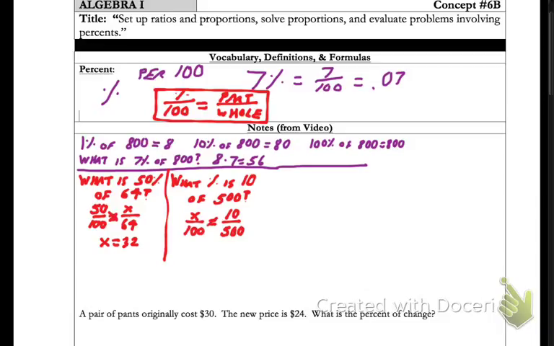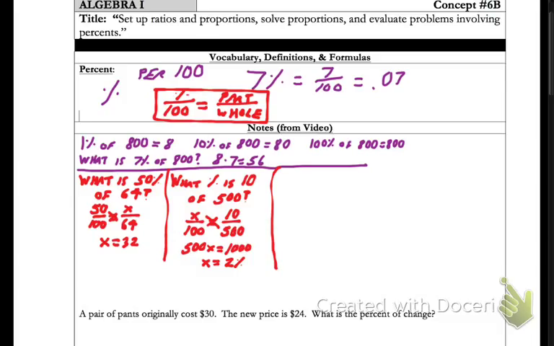So if we cross multiply on this one, we're going to have 500x, and 100 times 10 is 1,000. So when we divide both sides by 500, that's going to give us x is 2. Now, we're looking for a percent, so we just need to put a 2%. We don't have to move the decimal point here because it's 2 over 100, and so that indicates that we've already got the percent there.